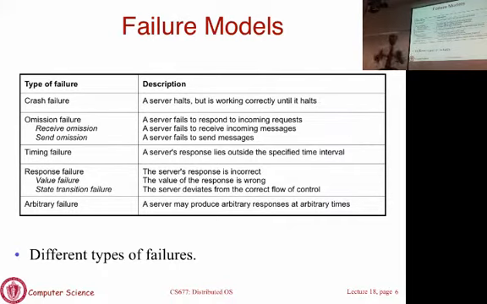Arbitrary failures are the most complex and hardest kinds of failures to deal with. They also result in what are called Byzantine faults, that we will soon see. Here the server is working, but it's doing arbitrary things at arbitrary points in time. At some points it's performing well and produces a correct result. At other points it produces garbage. And then suddenly it starts working well.